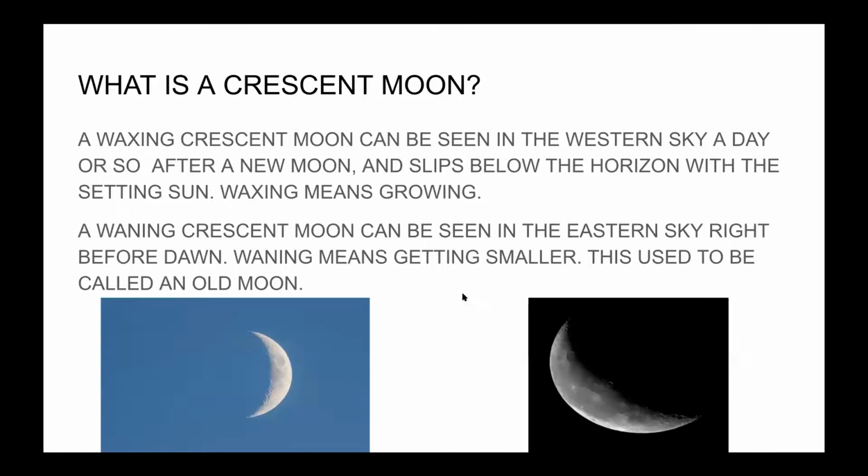What's a crescent moon? That's the one. A waxing crescent can be seen in the western sky a day or so after the new moon. It slips below the horizon with the sun. Waxing means growing. A waning crescent can be seen in the eastern sky before dawn. Waning means getting smaller. This one used to be called the old moon.